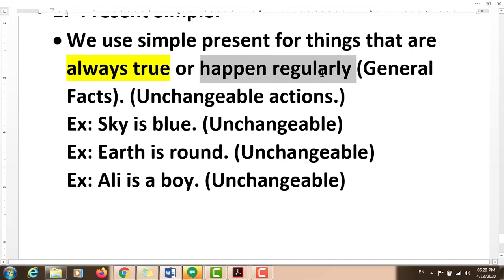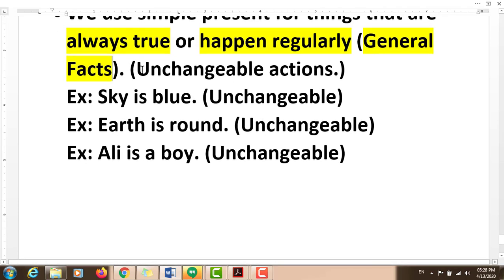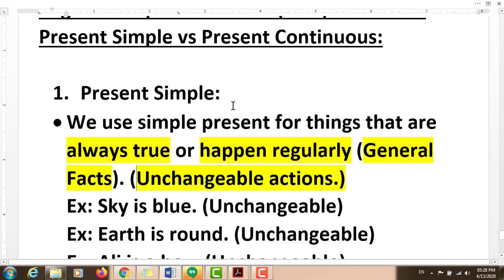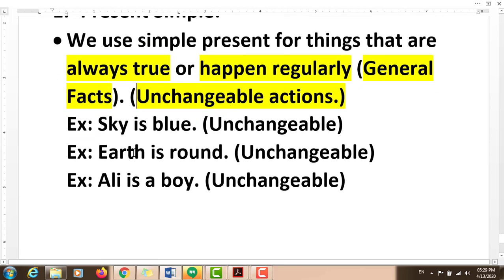Or something that happens regularly, highlight it. Or for facts, general facts. For general facts also we can use what? And the things that are what? Unchangeable actions, which can never change. Only Allah or God can change that. Remember that. So this is the first usage. You know the structure, okay? So I don't need to mention the structure always.